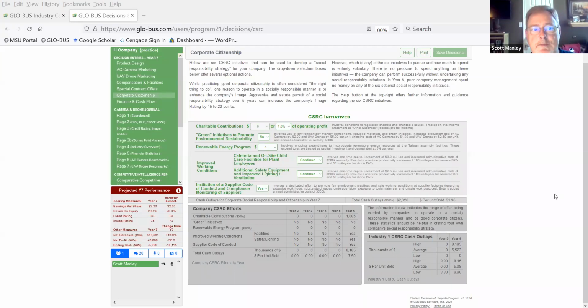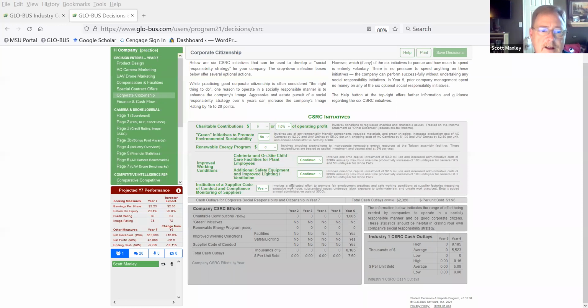Okay, so I'm on my last two screens. It's going to be corporate citizenship and finance and cash flow. Now, I mentioned to you in class that a couple of things you want to do is improve the working conditions for your workers, because that gives you an immediate boost in productivity. So I'm going to continue those two initiatives. I also did the supplier code of conduct. That's always a good thing just to make sure that your suppliers are doing what they're supposed to.